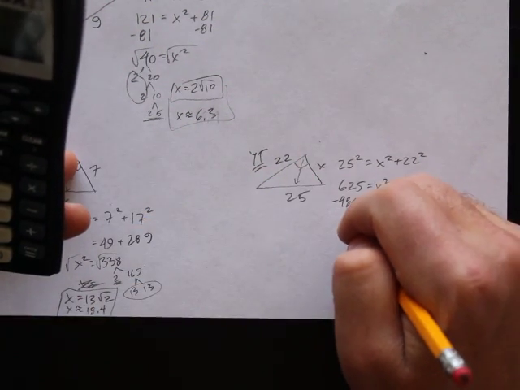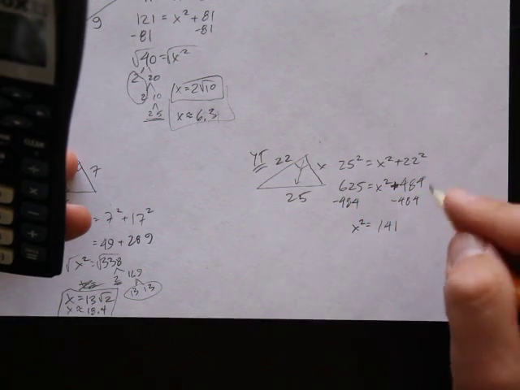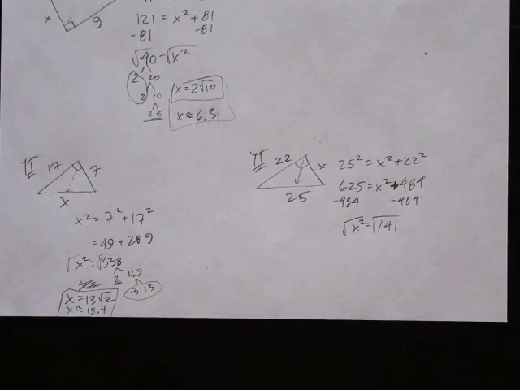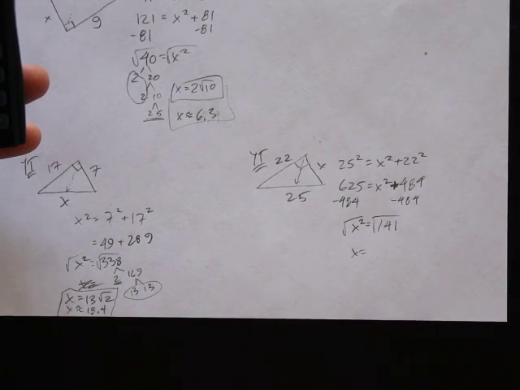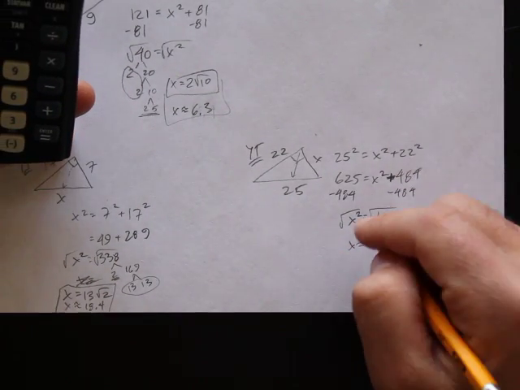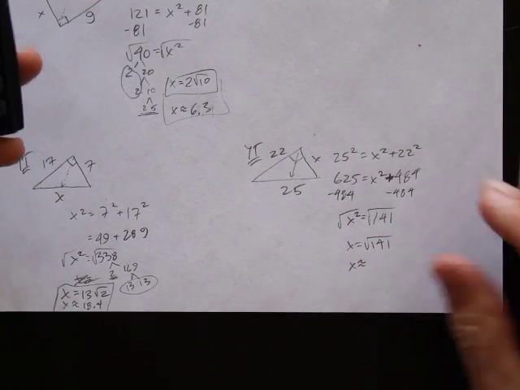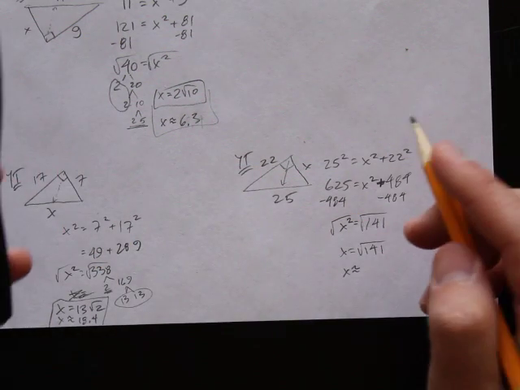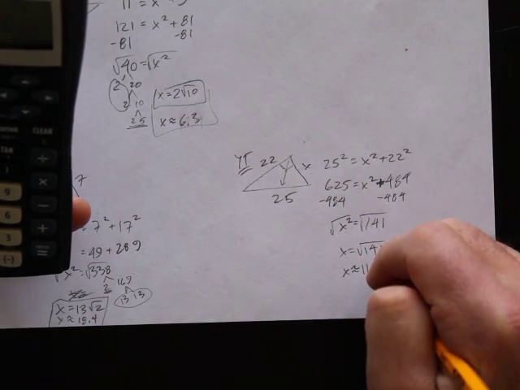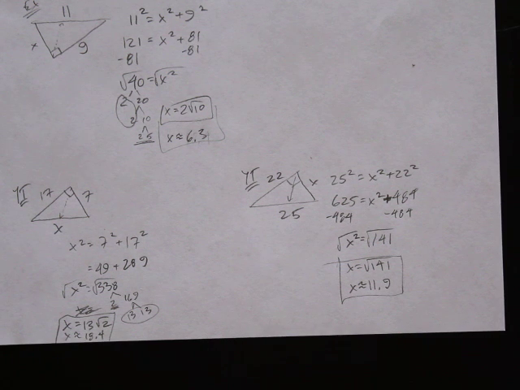And I get x squared equals 141. Take the square root of both of those. And x equals, okay, 141 is 3 times 47. 47 is prime. So x equals the square root of 141, because I can't break that one up enough to take anything out of it. So the square root of 141 is approximately 11.9. So I'm just rounding to the nearest decimal there. Okay, let's keep moving here.